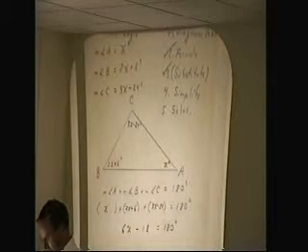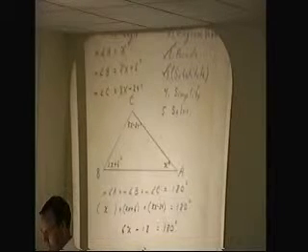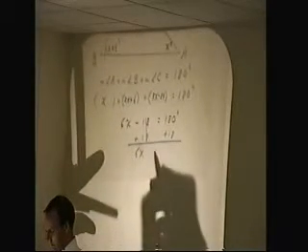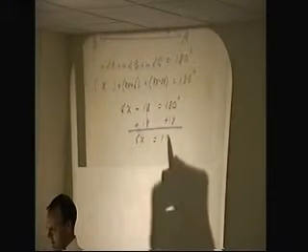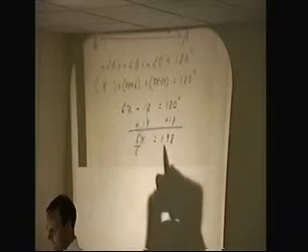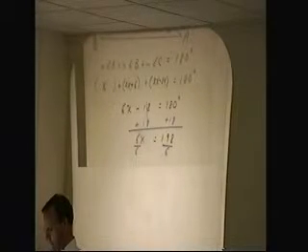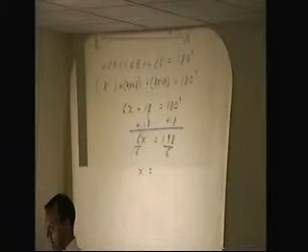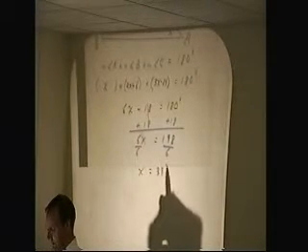What did you do next? How do you solve this? Add 18 to both sides. That gives you 6x is equal to 198. And then you divide by 6. And what is x? Nope. Try again. 33 degrees.